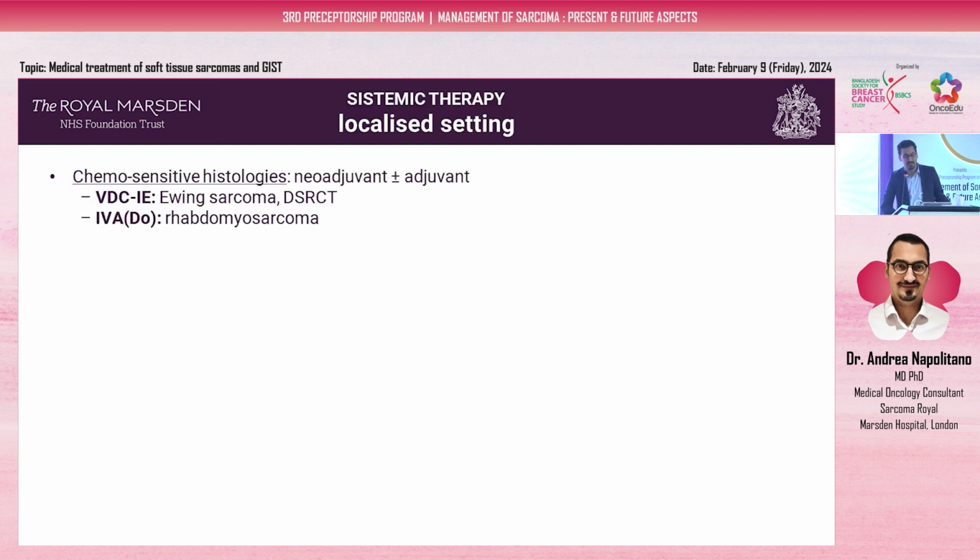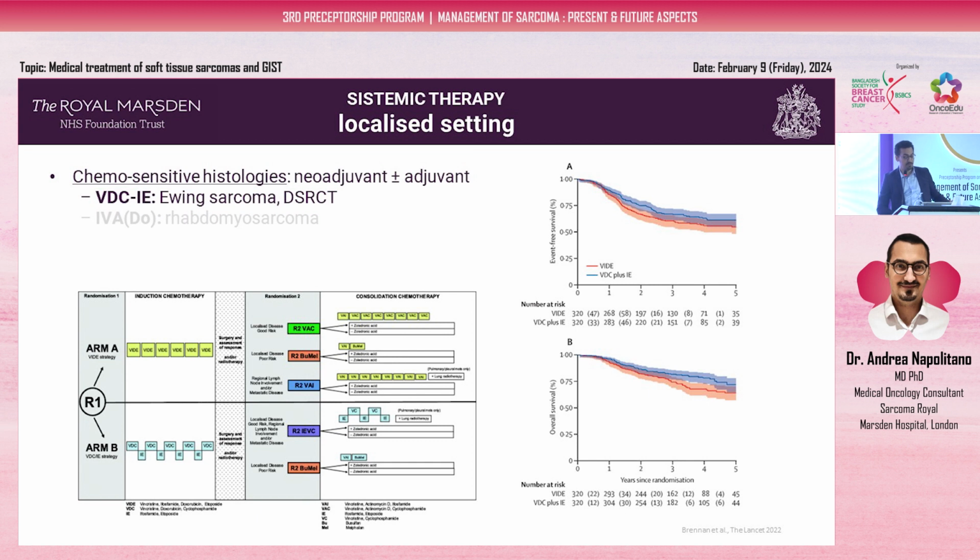So just very briefly, in terms of the localized setting, as I said, for chemosensitive histologies we often use chemotherapy in both the neoadjuvant and adjuvant setting. This is the case for Ewing sarcoma, desmoplastic small round cell tumor, and rhabdomyosarcoma. These are regimens with several combinations of chemotherapy. For Ewing's, we often use alternating combinations of 3 chemotherapies, VDC, which is vincristine, doxorubicin, cyclophosphamide, alternating with ifosfamide and etoposide in the preoperative setting.